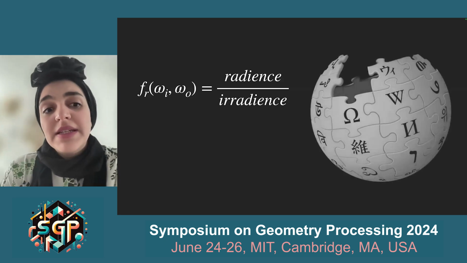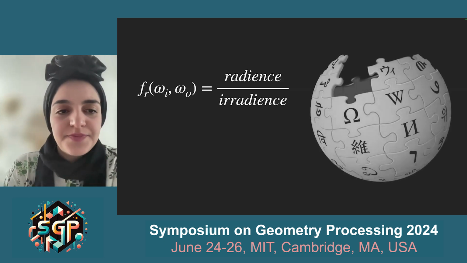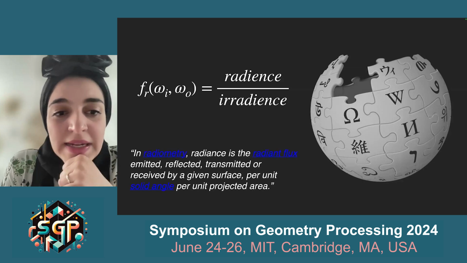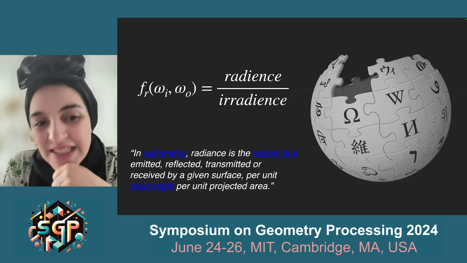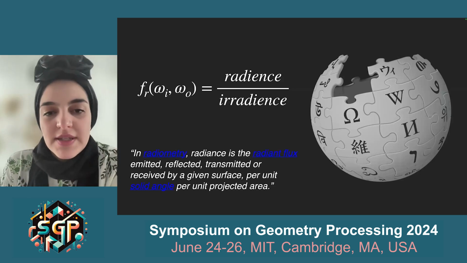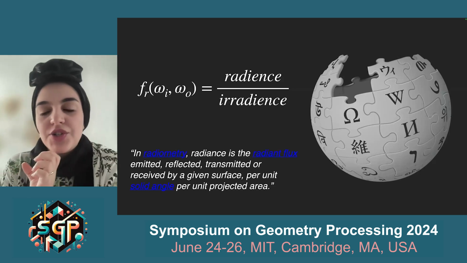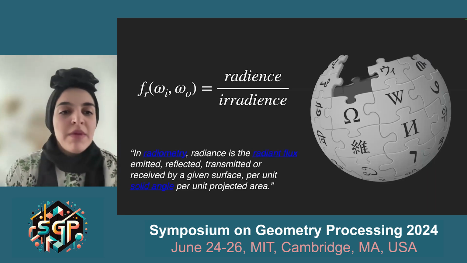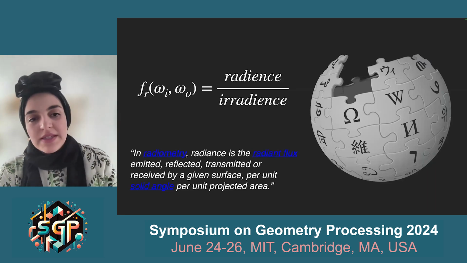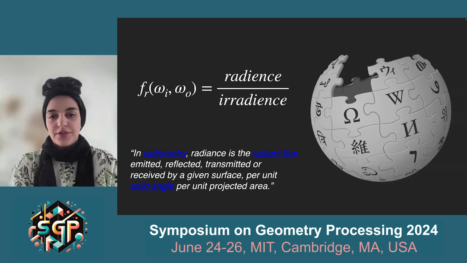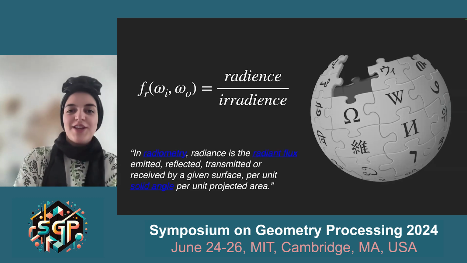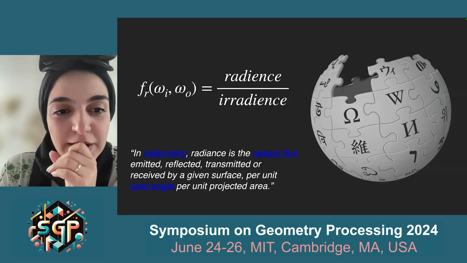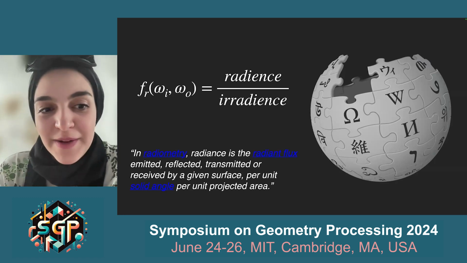So here's the Wikipedia definition for radiance. In radiometry, radiance is a radiant flux, and that's just energy over time. So that's not too bad. So far, so good. Emitted, reflected, transmitted, or received by a surface. So here's the kicker: per unit solid angle, per unit projected area.